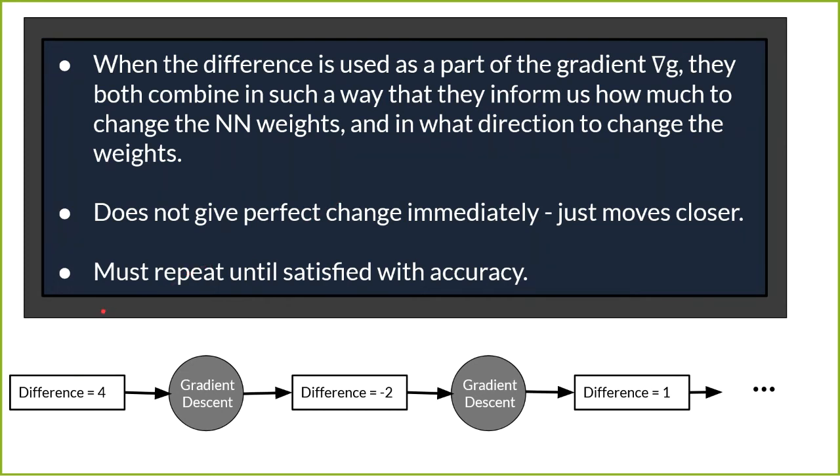You can see this in the graph at the bottom of the screen, where we start off with a difference of 4. We undergo a gradient descent step, and afterwards, we now have a difference of -2. And when we go through another gradient descent step, we then have a difference of 1. You'll notice that the signs of the difference have changed, but the magnitude of the difference is getting smaller. The magnitude has gone from 4 to 2 to 1, which means we're getting closer and closer to the desired behavior that we want to induce into our neural network.